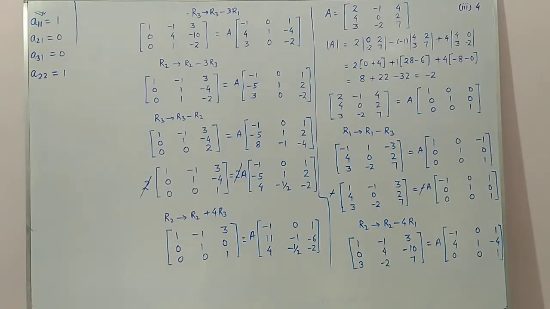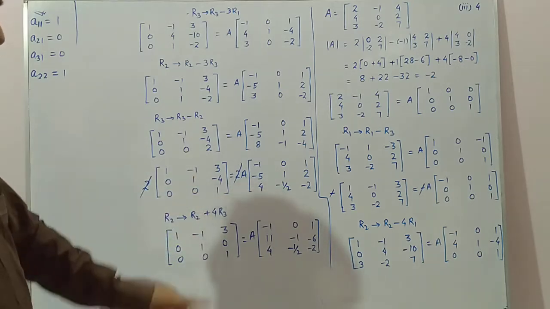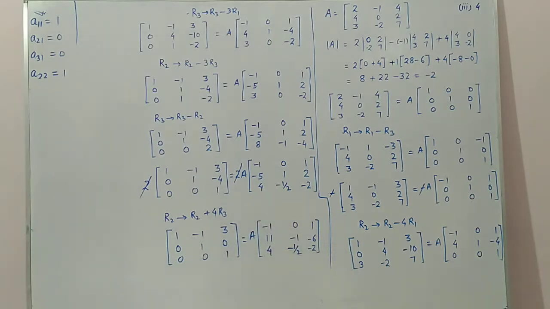Next our target will be, we have got 1 0 0 1 also here. This is also 0. We can make this is also 1. Now we have to make this one 0.